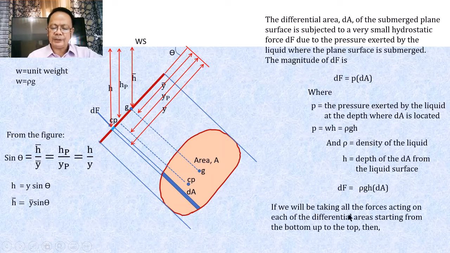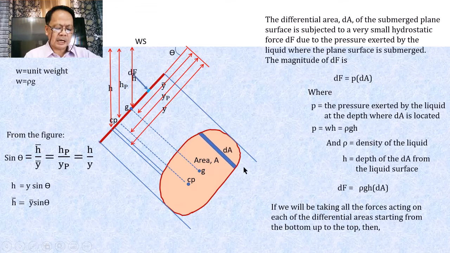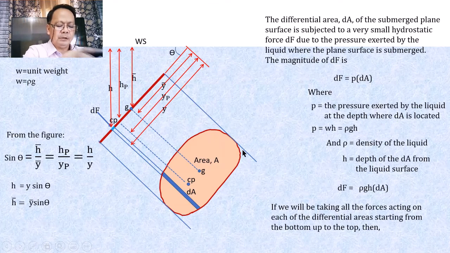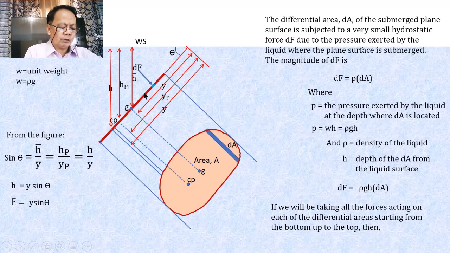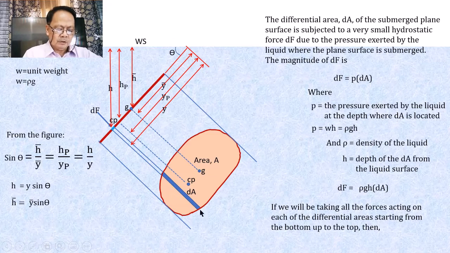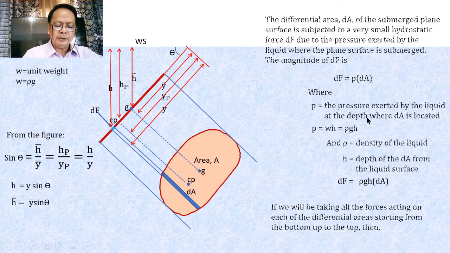Kaya, if we will be taking all the forces acting on each differential area starting from the bottom up to the top, then, what do we have? Sabi dito, kung pagsasama-samahin daw natin yung differential force na nag-a-act diyan sa area na yan, na magsimula tayo sa ibaba hanggang sa dulo. So, ulitin natin, that we can sum up all the differential forces that are acting on the differential area, starting from the bottom up to the top. Therefore, what do we have? We shall be having this relationship.